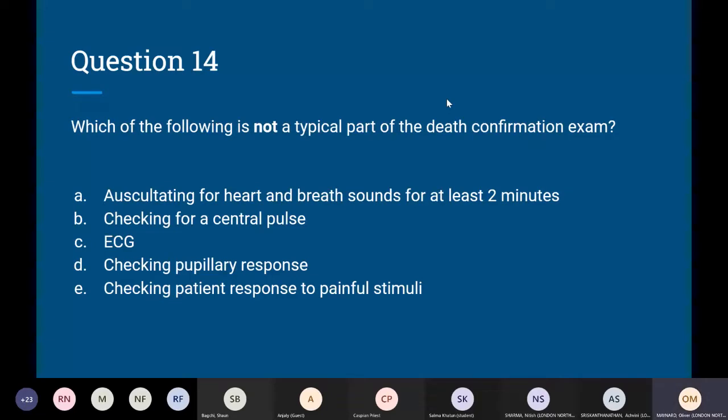Question 14. Which of the following is not a typical part of the death confirmation exam? So when you're confirming death, which bit is not typical? So A, auscultating for heart and breath sounds for 2 minutes. B, checking for a central pulse, C, an ECG, D, checking pupillary response, and E, checking the patient's response to painful stimuli.